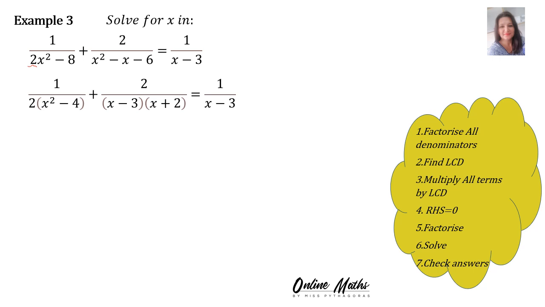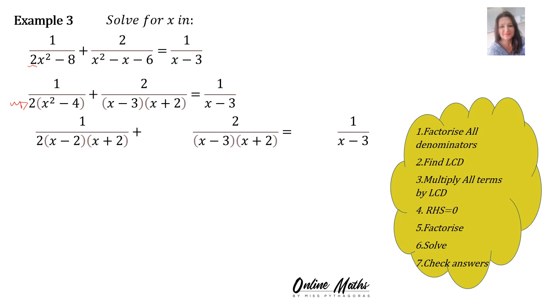But be careful here on the first term, we can still factorize the x squared minus 4. That's the difference of two squares. So we can factorize it further into 2(x minus 2)(x plus 2). So now all denominators are factorized.